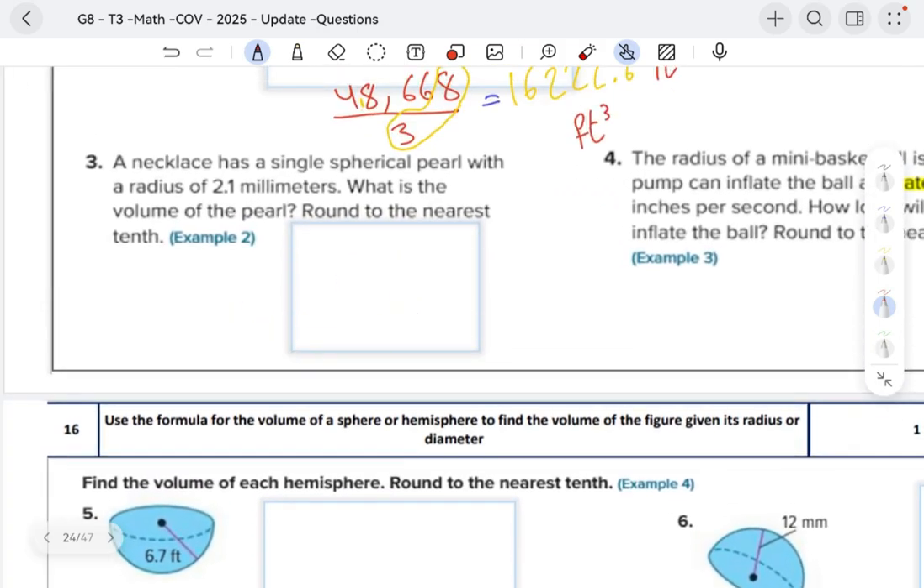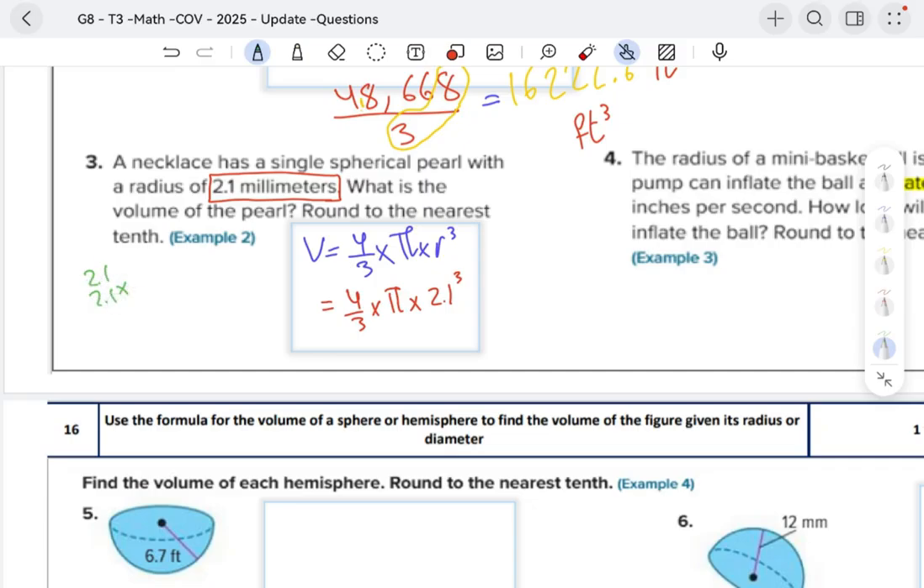Okay, let's go for question number 3. In this question, it says a necklace has a single spherical pearl with a radius of 2.1 millimeter. This is the radius. What is the volume? Since we have a spherical shape, the volume will be 4 out of 3 times pi times the radius cubed. Substitute the radius, which is 2.1 to the power 3. Again, we have to multiply 2.1 times 2.1, and then multiply the answer again by 2.1, multiplying it by itself 3 times.